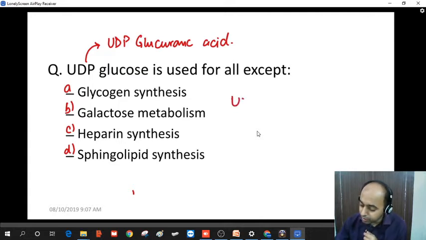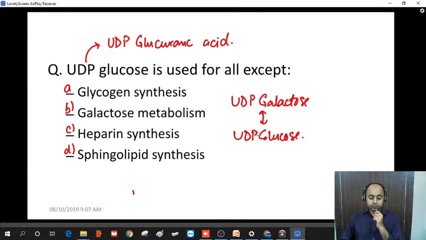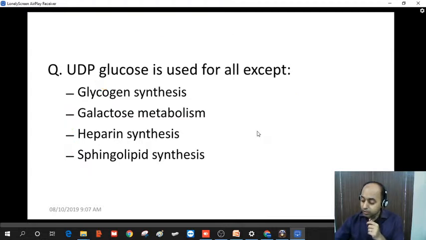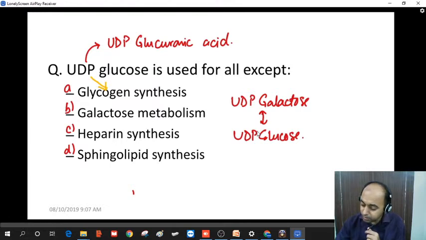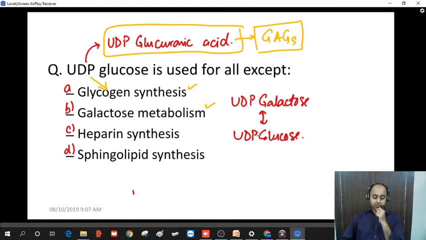Similarly, UDP galactose, we'll see later, is converted into UDP glucose, and later we'll see in glycogen metabolism that UDP glucose is required for glycogen synthesis. I am sure you know this. So what is happening here? UDP glucose required for glycogen synthesis, UDP glucose required for galactose metabolism. The UDP glucuronic acid is required for the synthesis of glycosaminoglycans, and remember heparin is also a glycosaminoglycan.